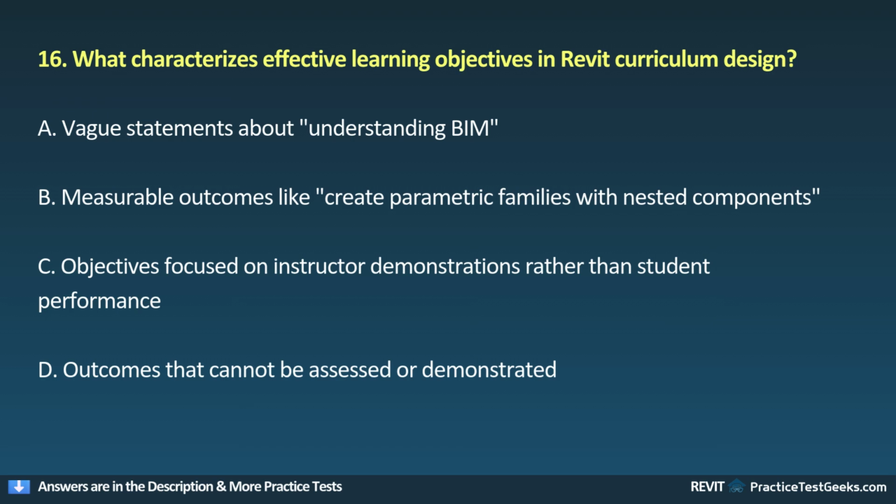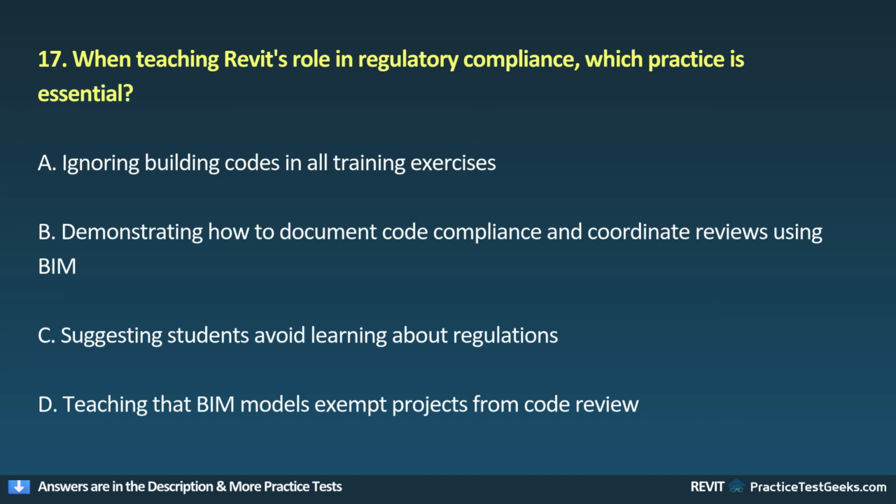A. Vague statements about understanding BIM. B. Measurable outcomes like create parametric families with nested components. C. Objectives focused on instructor demonstrations rather than student performance. D. Outcomes that cannot be assessed or demonstrated. 17. When teaching Revit's role in regulatory compliance, which practice is essential?